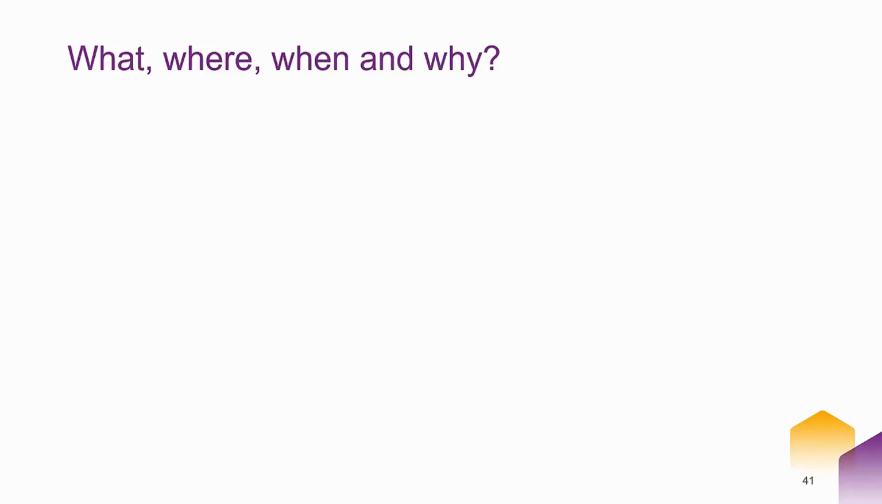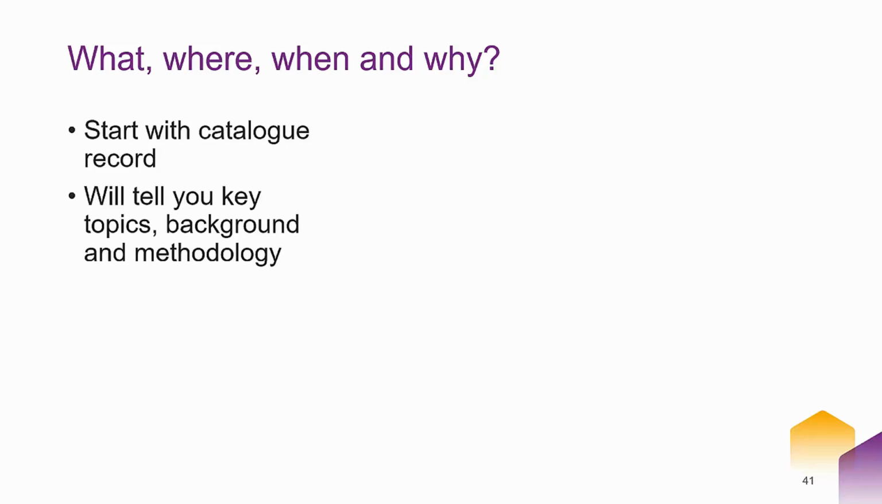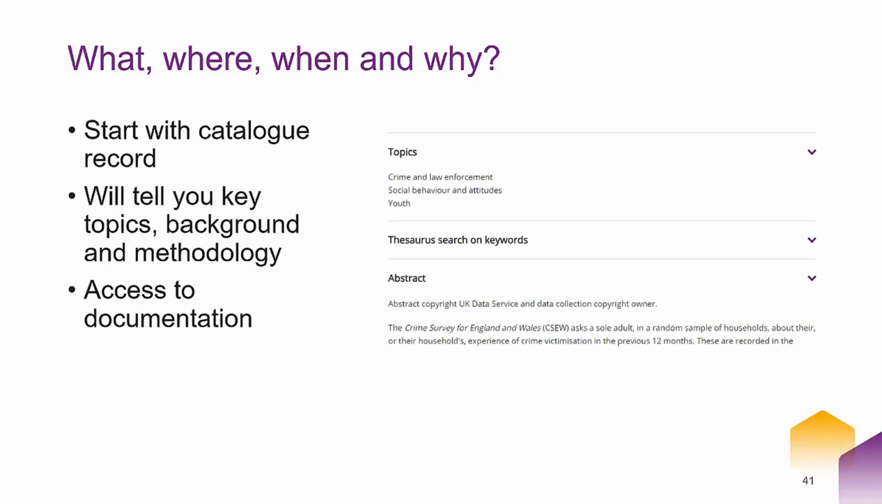Once you have found a data set that you think might be suitable, you need to consult the catalogue page. This will give you an overview of the key topics, background, and a brief overview of the methodology. You can also access the documentation from here, including any user guides, technical reports, lists of the variables, and any notes added by the data producers to highlight any changes, reweighting, or editing to variables that might have been made since the data was first deposited. And as Maureen said, the documentation is really important.